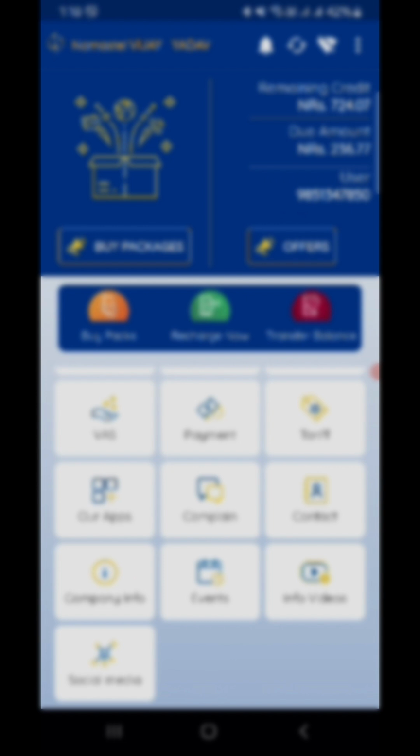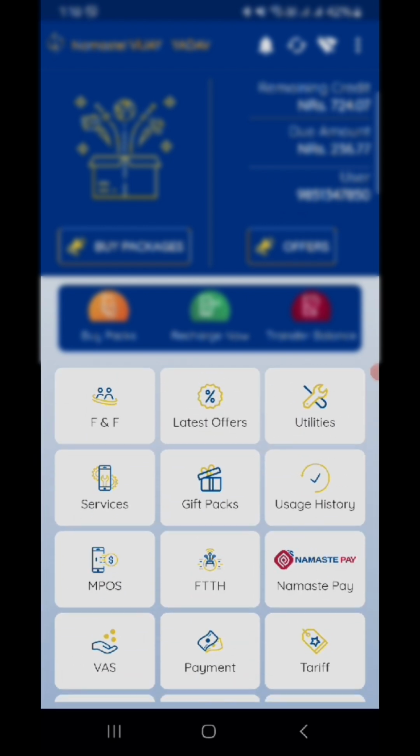Now I will open my Namaste Pay app, NTC app. One thing you need to understand is, if you are not a CUC user, if you are a normal postpaid user, you need to pay a minimum of 373 per month per bill cycle, whether you use it or you don't use it. So how to make better use of that 373?